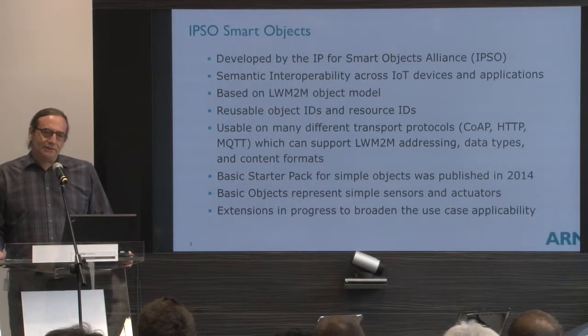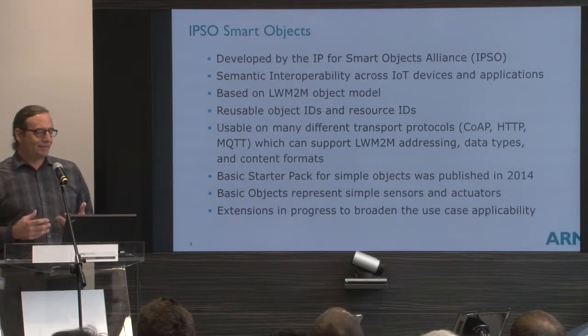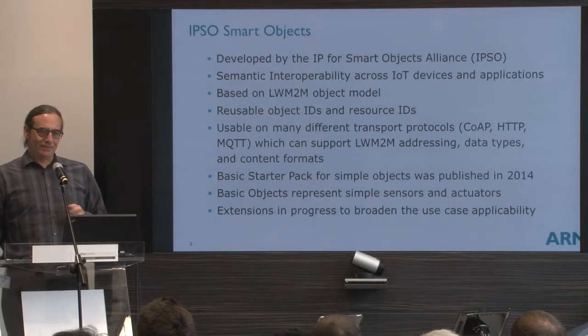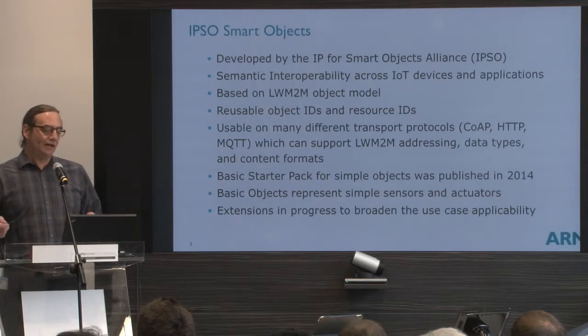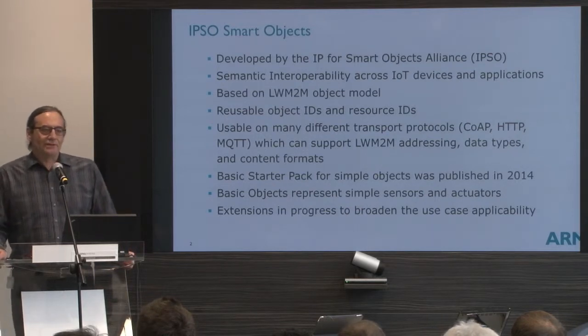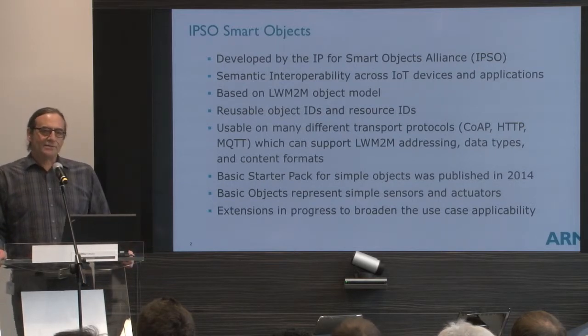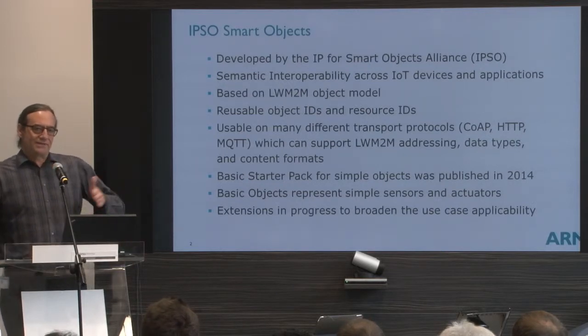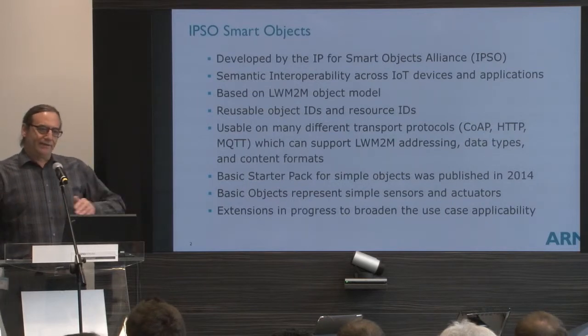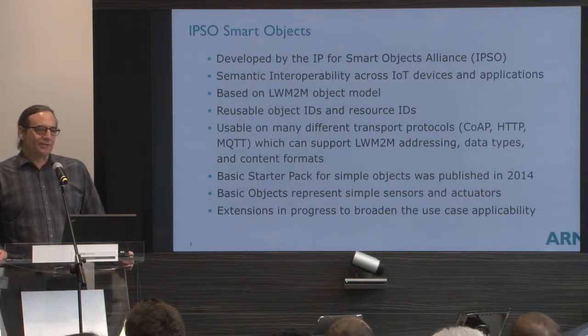Right, and we are using the lightweight M2M object model pretty much as it is, but we're exploiting the concept of reusable IDs for the objects and the resources. So when you create a temperature object, that is intended to be reusable anytime you need a temperature measurement. Unless you need something very, very special, the one temperature object should serve that purpose, right? And they're also meant to be usable across different transport protocols. So CoAP for sure with lightweight M2M, but also if you have a proxy for HTTP or an MQTT transport layer, you can send the object ID and data over.